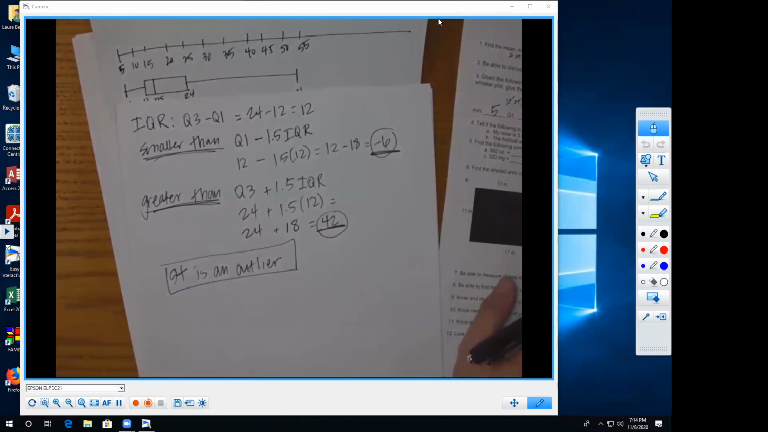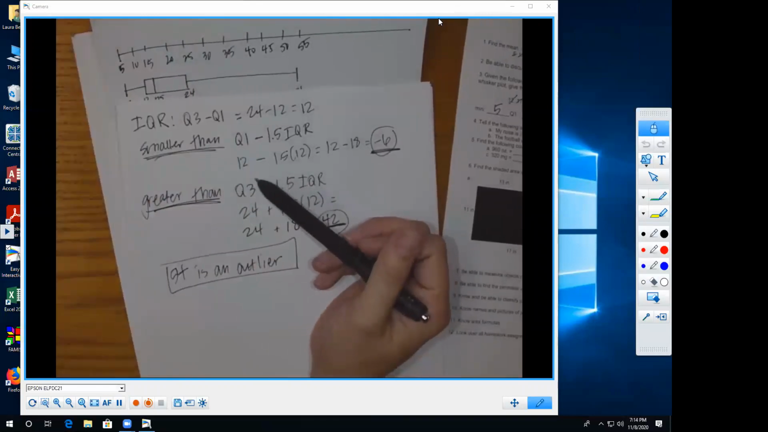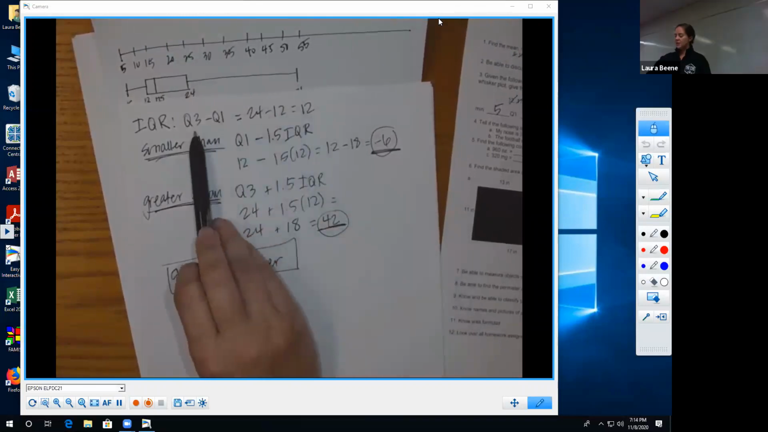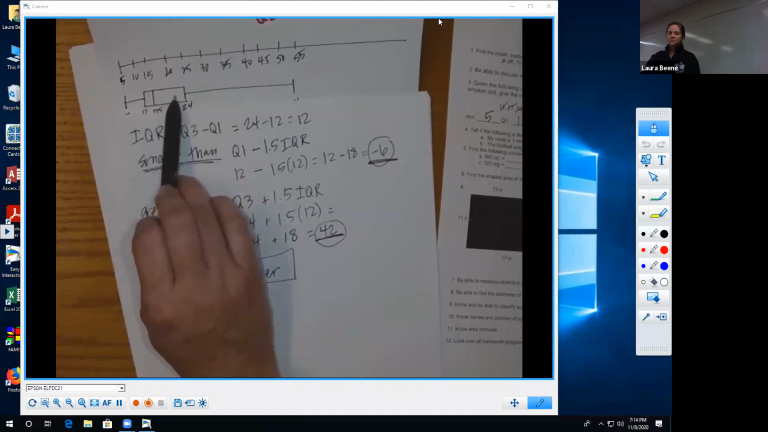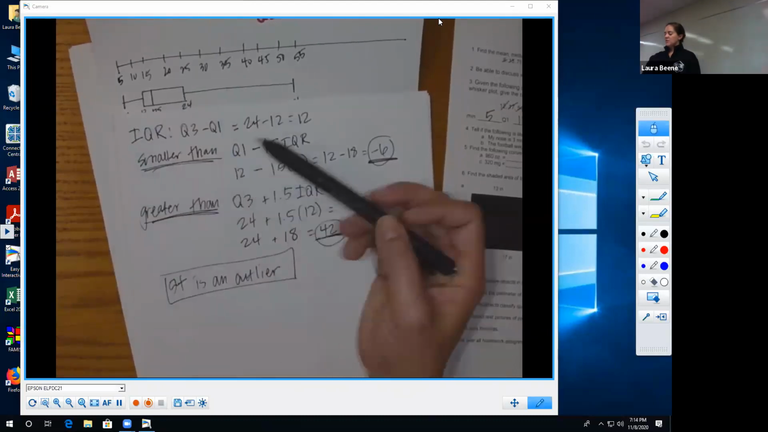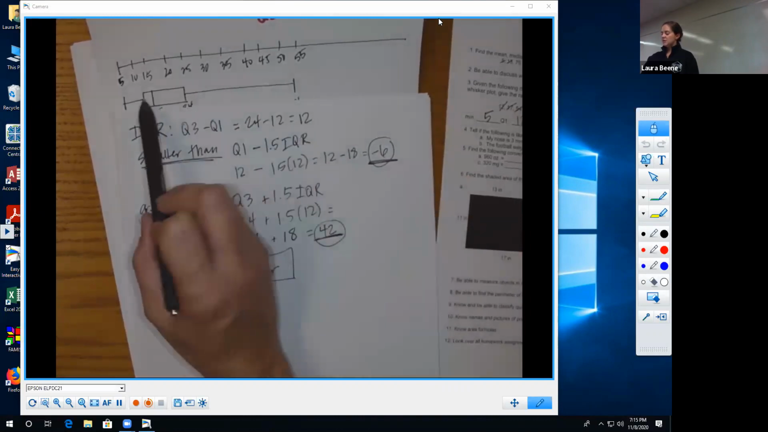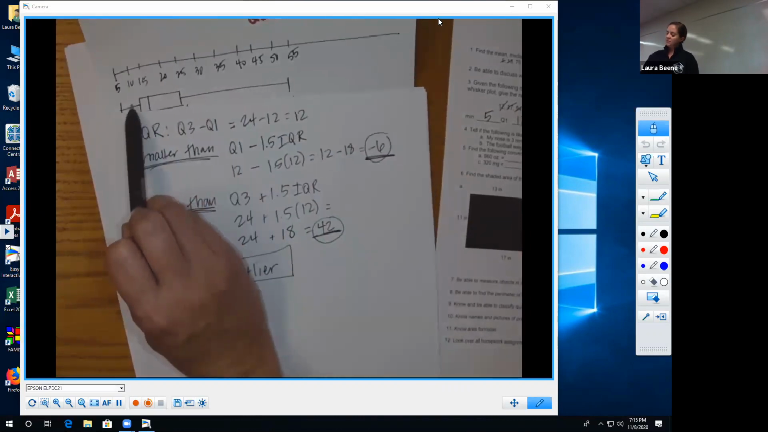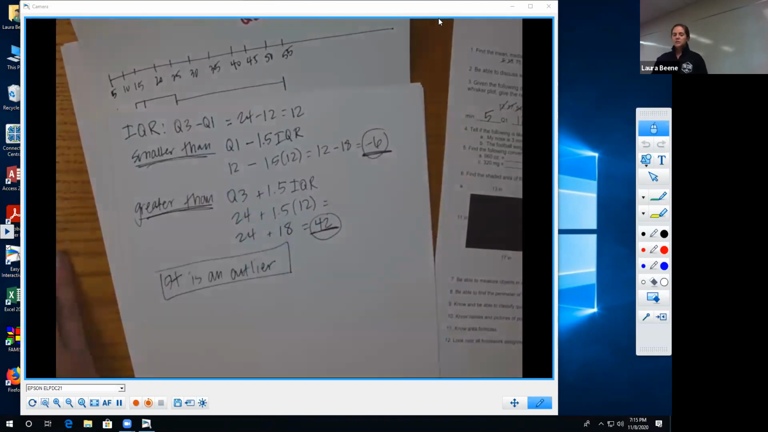I have a question. Yep. Do we need to know the formula for the IQR and finding the smaller than and greater than? Yes. IQR is Q3 minus Q1, basically the size of the box right there. And then the smaller than, the greater than. If you can remember the 1.5 times the IQR, it's 1.5 times less than the beginning of the box or bigger than the end of the box. Okay. But yeah, you need to know those formulas.